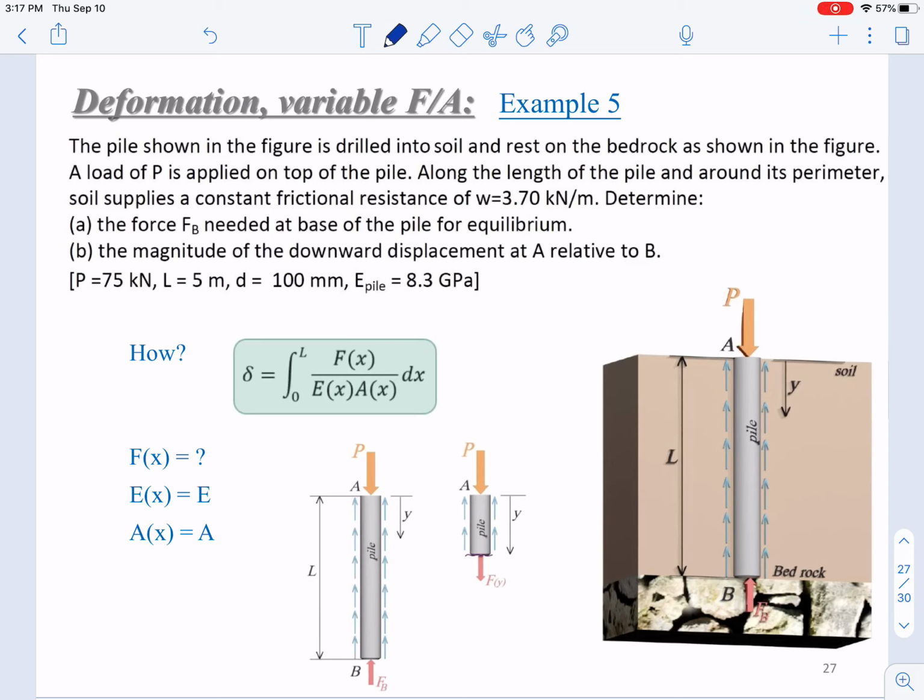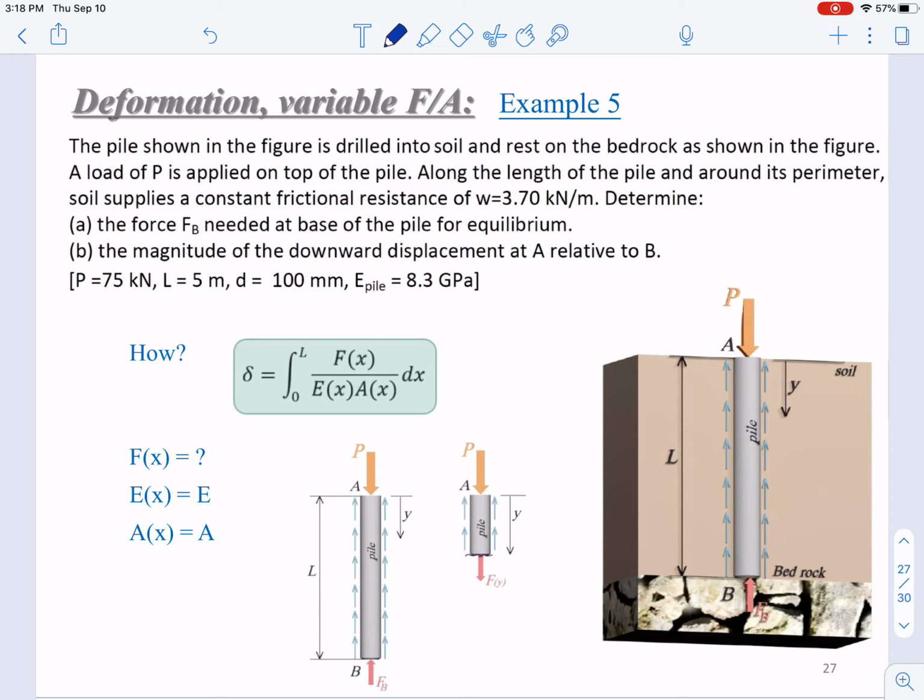Okay, in this example, again, we have a variable parameter, and in this case, we have only variable f. There's a pile shown in this figure. It's drilled into soil and rests on the bedrock as shown. A load of P is applied on top of the pile along the length of the pile and around its perimeter. Soil supplies a constant frictional resistance W equals 3.7 kilonewton per meter.